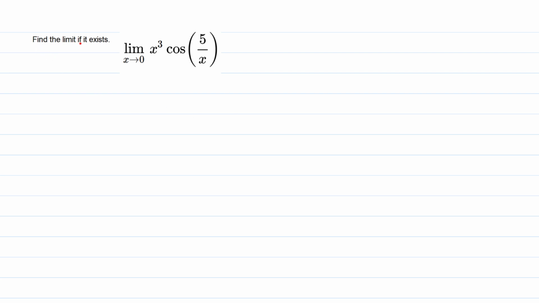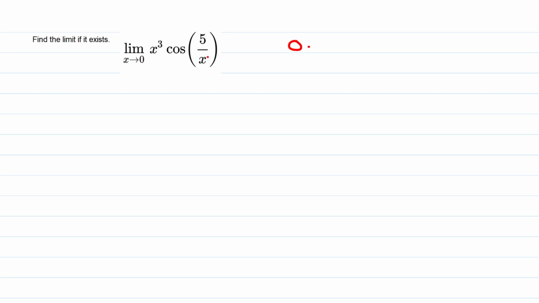Find the limit if it exists. So here we've got the limit of x cubed times cosine 5 over x as x tends to 0. So x is very, very close to 0. If we try direct substitution, this is 0 cubed, just 0, times cosine 5 over 0. Okay, 5 over 0 is undefined.